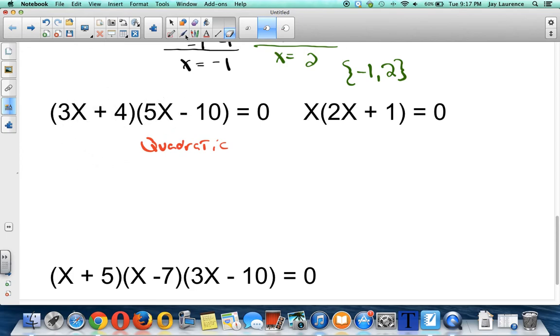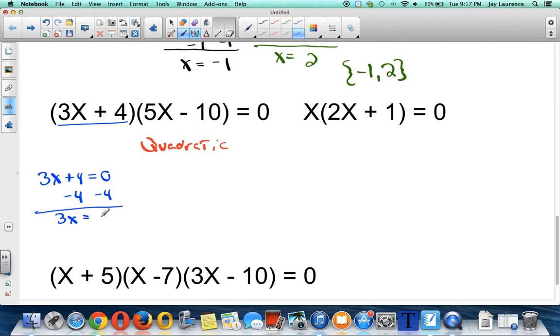So, now that I'm expecting 2 solutions, I'm going to take this first quantity, 3x plus 4. I'm going to set it equal to 0. I'm going to solve for x. Divide by 3, divide by 3. X is going to equal negative 1 1/3. If I take negative 1 1/3 and I plug it in for x, this quantity will turn to 0. Whatever this quantity is will be multiplied by 0. It will also be 0.